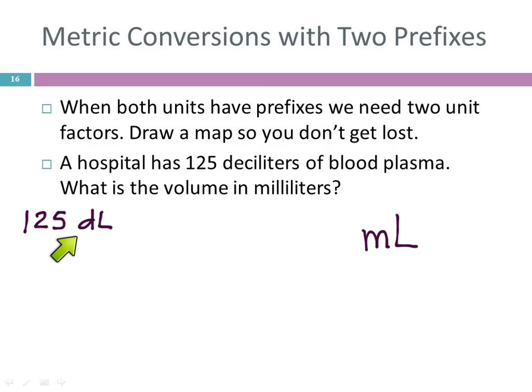And we look at this unit. This one has a prefix, the one we're starting with. The one we're ending up with has a prefix also. We have 2 prefixes. We need 2 steps. We're going to have 2 unit factors. The one in the middle is going to be the unit without a prefix. So we're going to go from deciliters to liters, and from liters to milliliters.